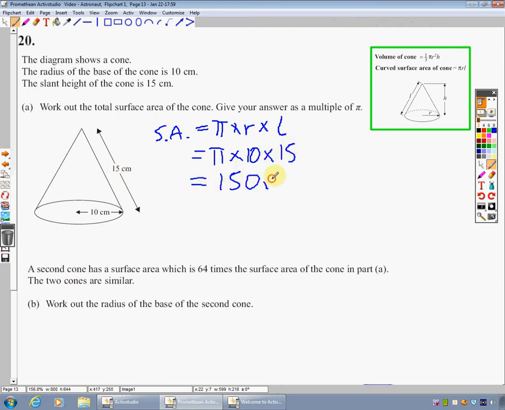A second cone has a surface area which is 64 times the surface area of the cone in part A. Work out the radius of that. We don't go and divide it by 64. There's a difference here when we're talking about measures. If we're going from a length to a length, that's just timesing. Let's say if I got 4 times bigger, I've got a length, so I times it by 4. It's going to give me another length, okay?